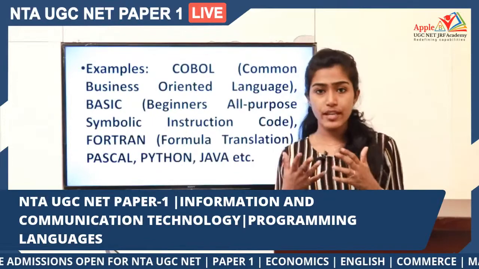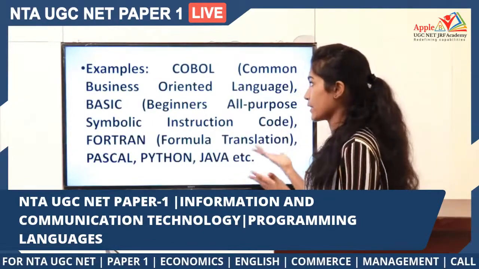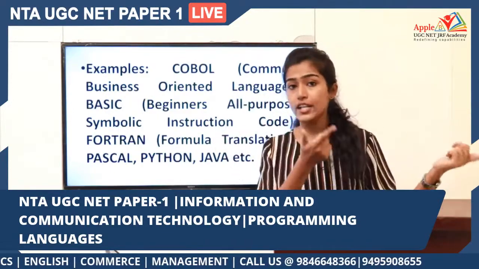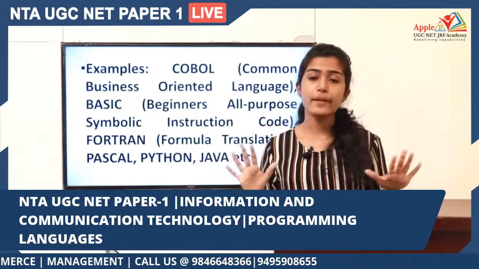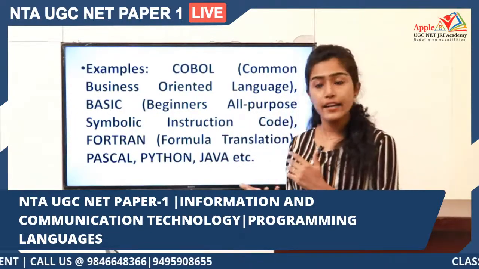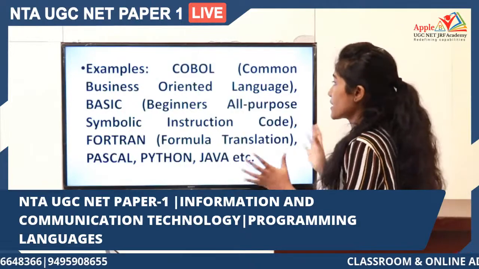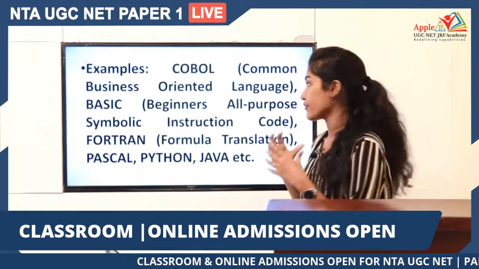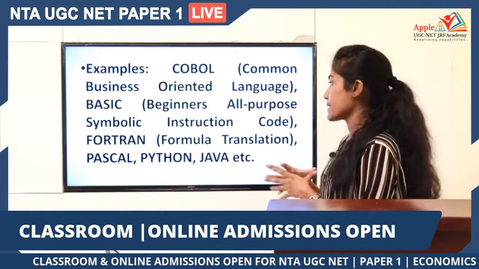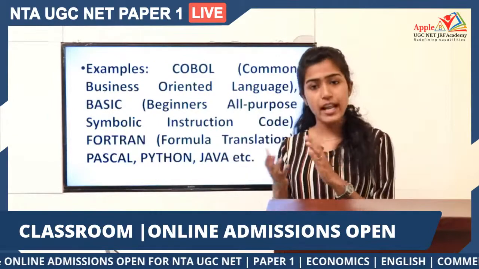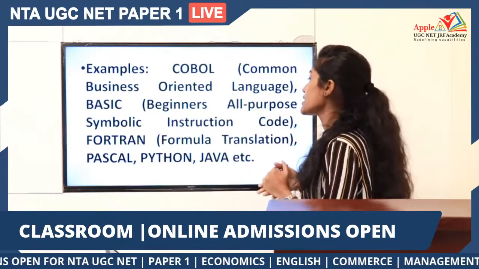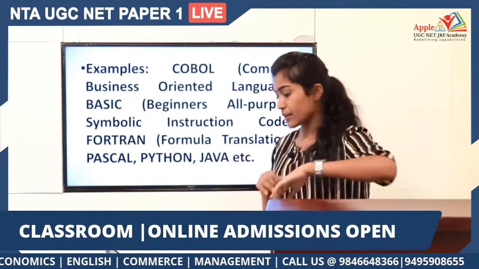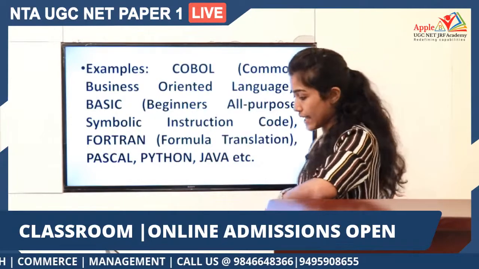Now we have a few examples which show you the high-level languages that are very common. The first one is COBOL. We have already discussed it in the initial part when we discussed programming languages as a whole. The full form of COBOL is Common Business Oriented Language. Then you have BASIC, whose full form is Beginner's All-Purpose Symbolic Instruction Code. Then you have Fortran, another example of a high-level language, which stands for Formula Translation. Then you have Pascal, Python, Java, and so on. These are a few examples of high-level languages.